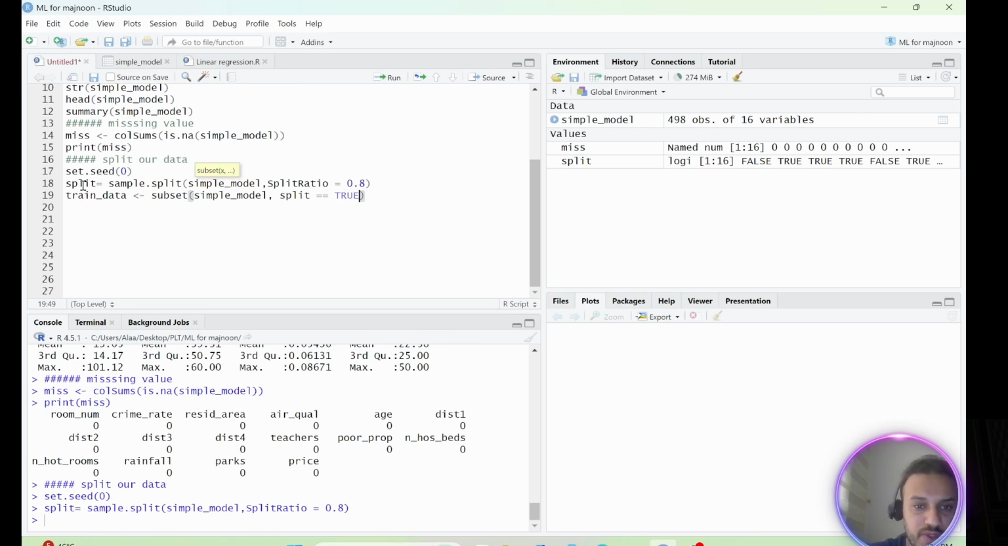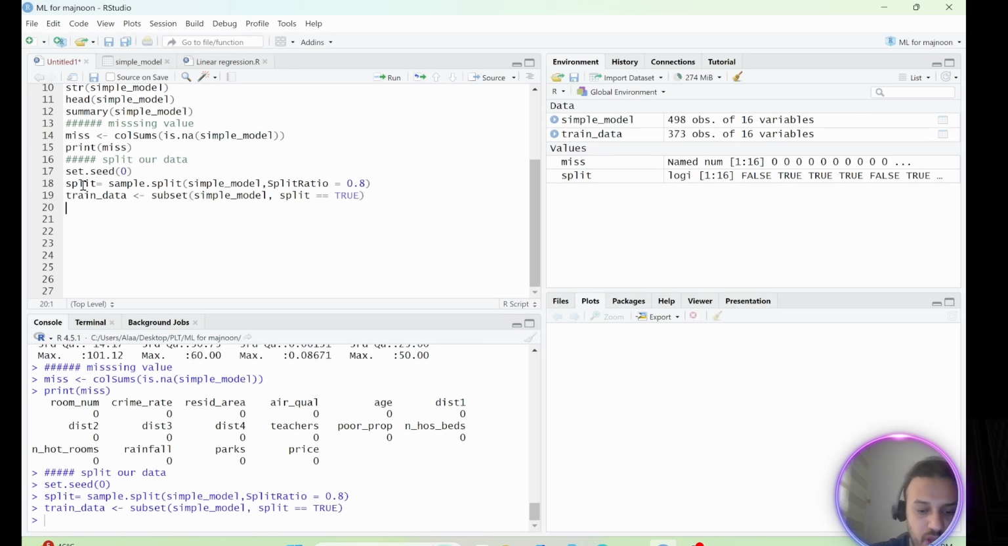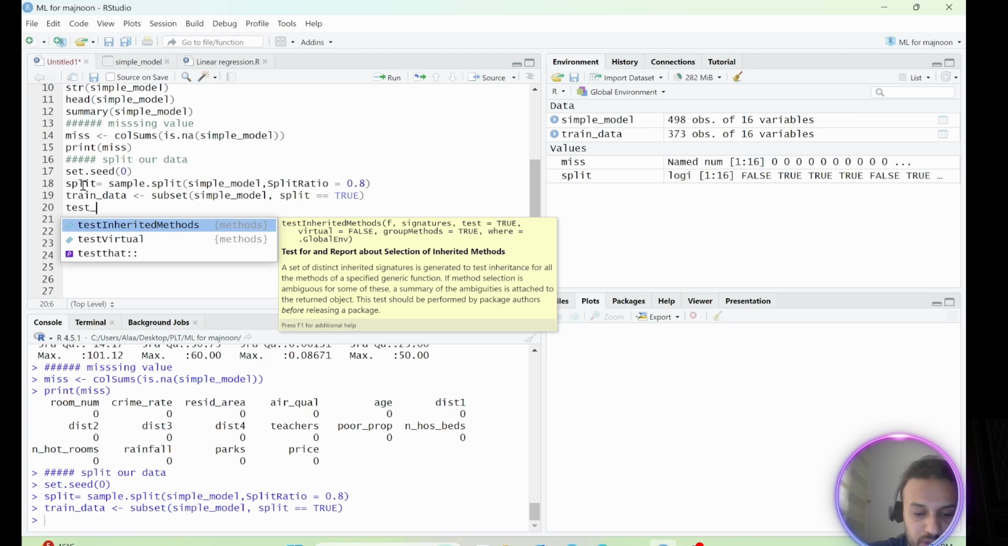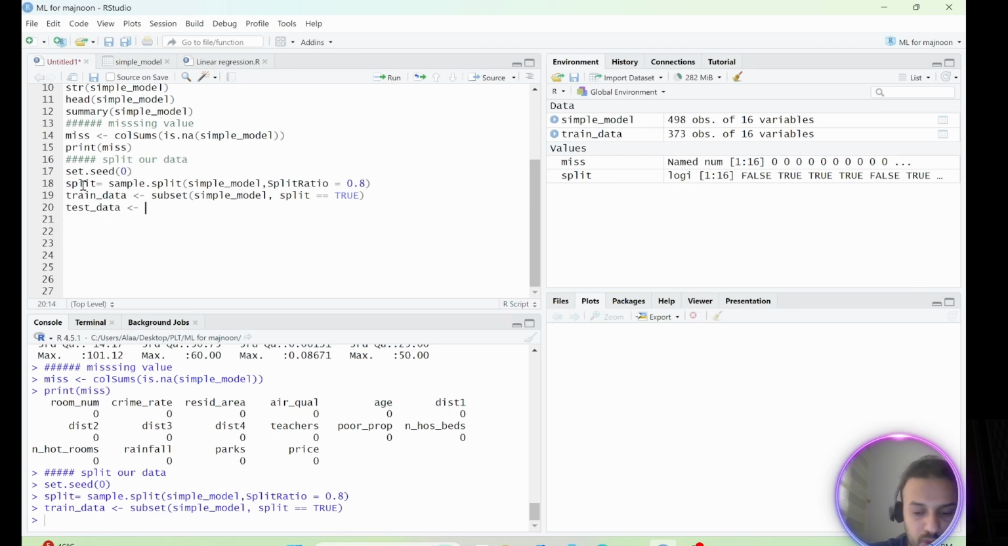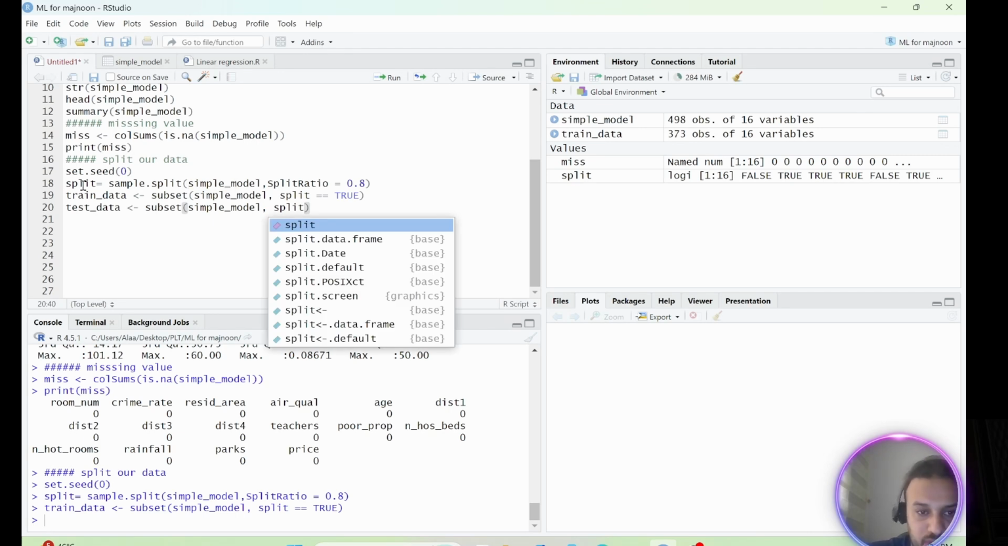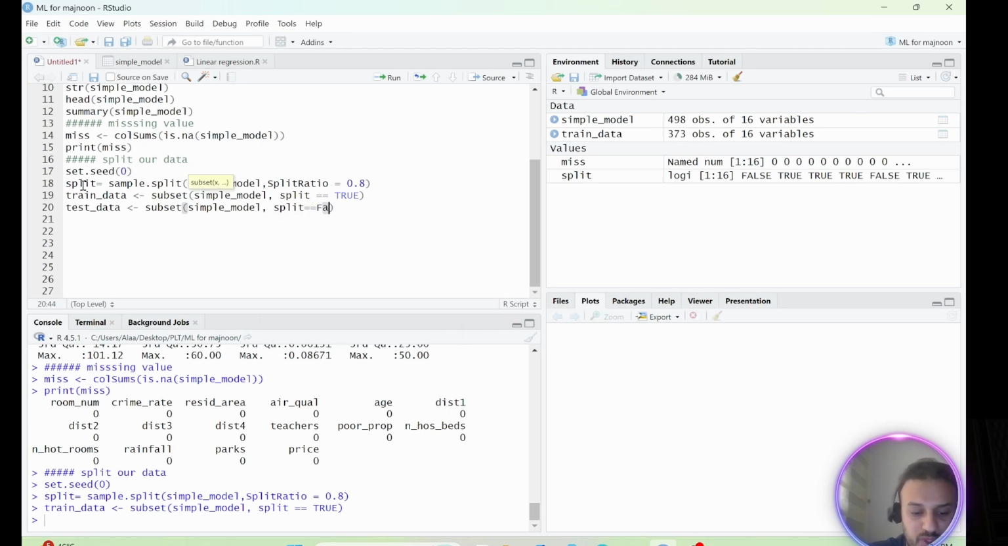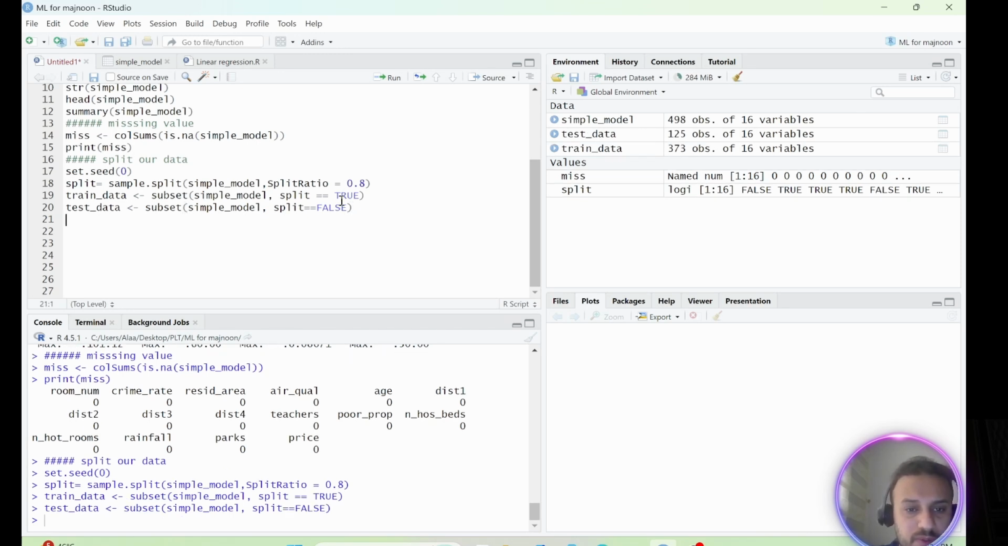So if this one is true, the second one has to be false. My test_data is equal to subset, where subset is my data, sample_model, and the split has to be false. So this is how you split your data. The first one is true for 80%. The second one, give me the rest. If it's not true for the 80%, give me the rest for 20%.